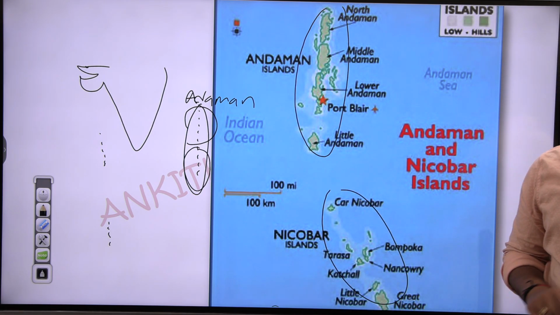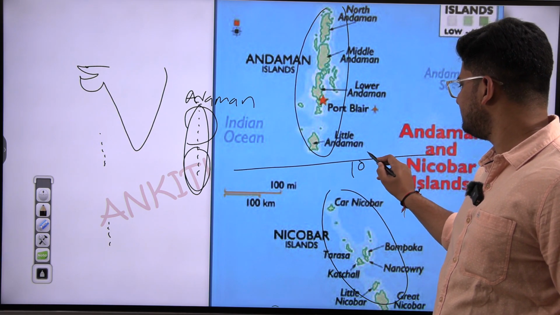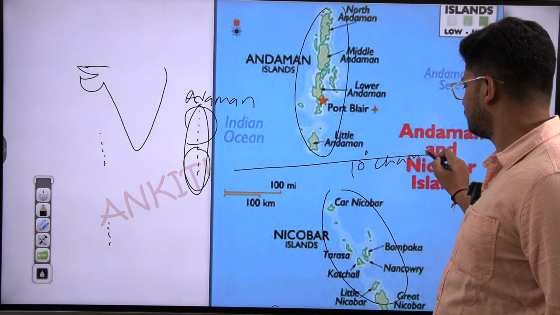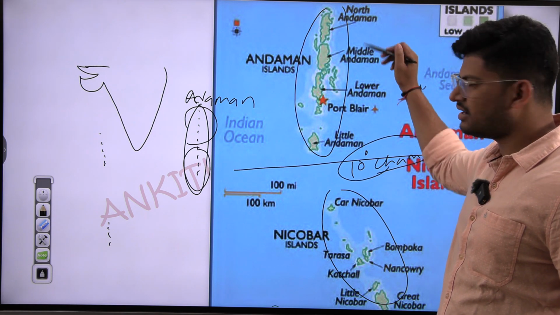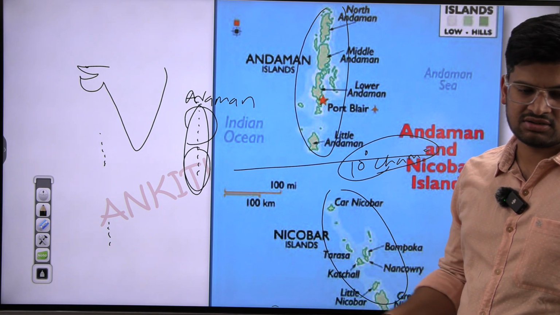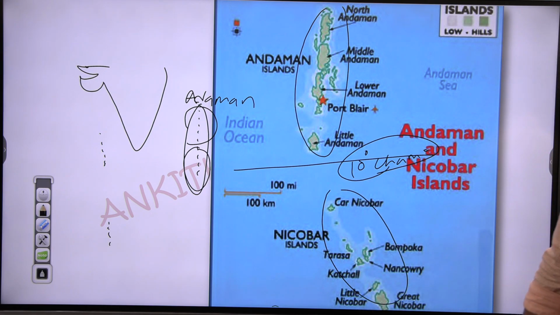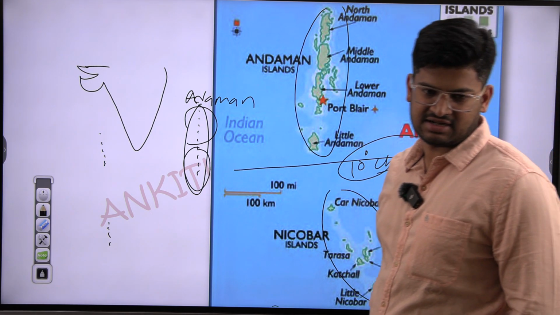Andaman and Nicobar Islands are separated by the 10-degree channel. Which degree channel separates the Andaman and Nicobar Islands? 10 degree. Andaman and Nicobar Islands are a union territory, you know that. But Andaman and Nicobar are different groups of islands, and they are separated by the 10-degree channel.